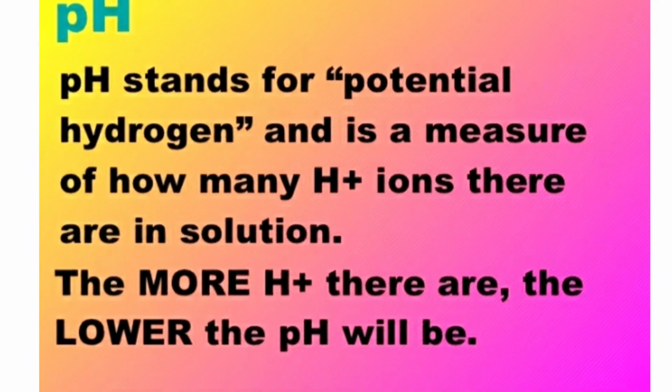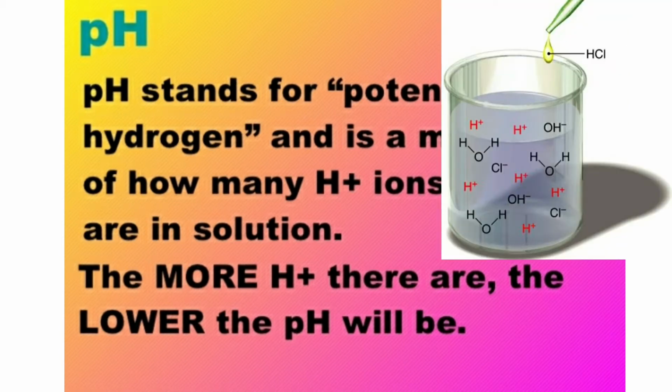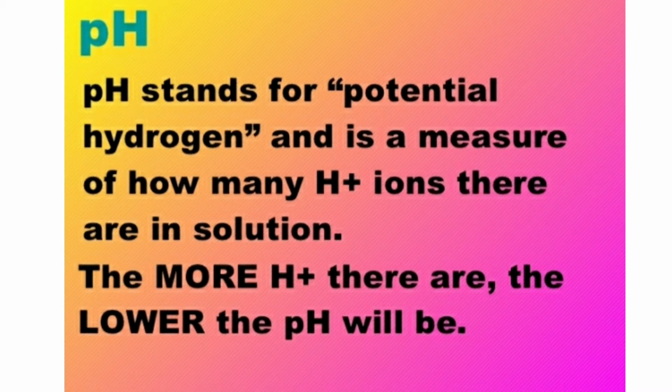So what is pH? pH stands for potential hydrogen and is a measure of how many H plus ions are there in a solution. The more H plus ions, the lower the pH will be. You all understood, children? The more the H plus ions, the lower the pH will be.